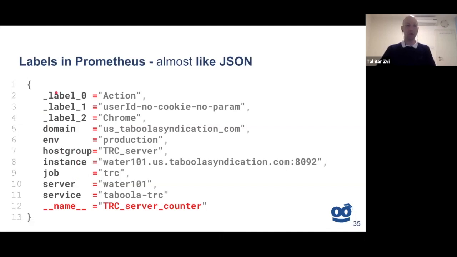These are our labels, label 0, label 1, label 2, that Taboola Infra R&D added for us to make the transition from Metrictank to Prometheus an easy transition. And the other labels like domain and host group are added automatically by the service itself.